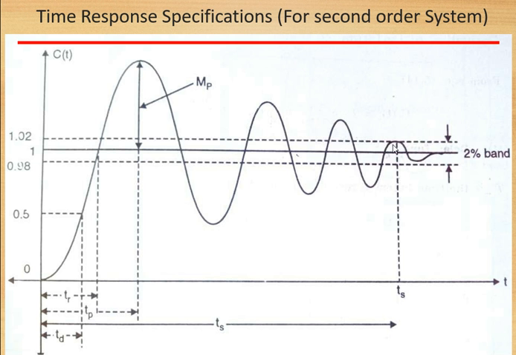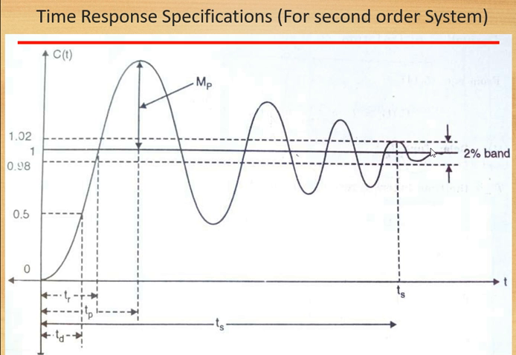After some time my system's output tries to become stable for a given input. Practically you will get a response like this. Ideally, if I apply the step input like this, I should get the output like this only. We are talking about the ideal condition, but practically we get some oscillations. Of course there is damping in the system, so the system will try to become stable.